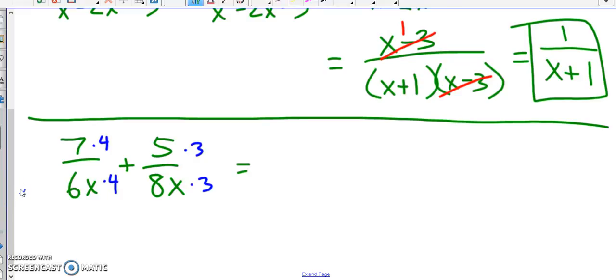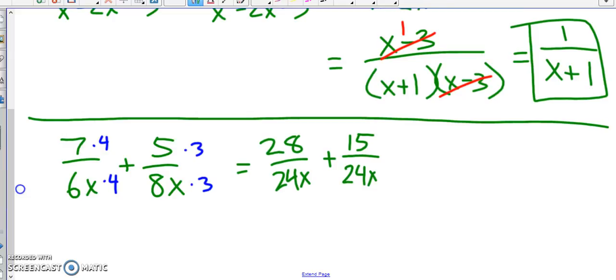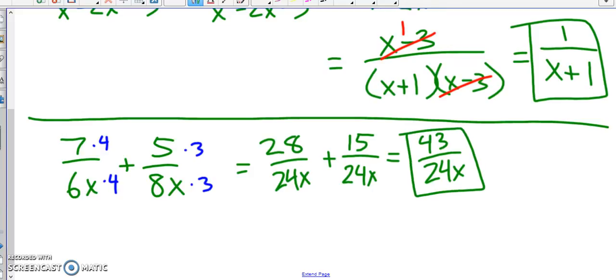So that would be 28 over 24x plus 15 over 24x, which would be 43 over 24x. And that doesn't simplify at all. 43 is prime. So that would be your answer right there. Now let's make this a little more complicated.